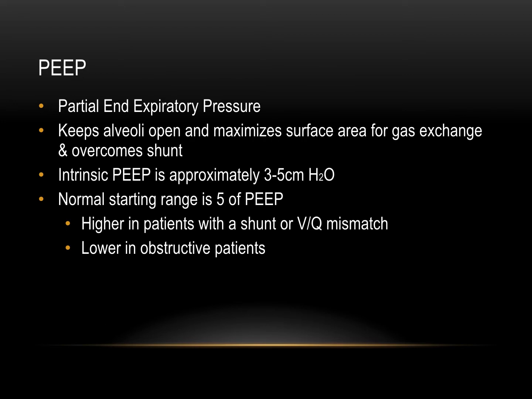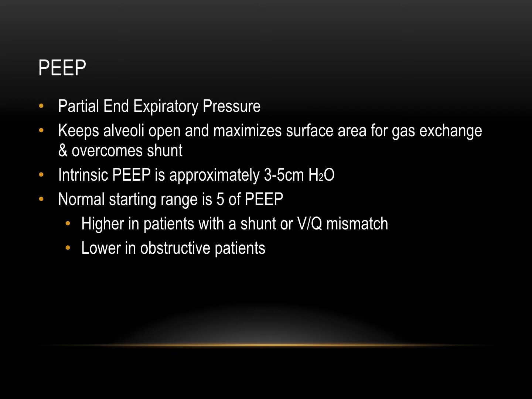So PEEP, positive end expiratory pressure. So what PEEP does is it helps keep our alveoli open to allow greater gas exchange that overcomes shunt, VQ mismatch, massive pulmonary embolism, whatever the case may be. Something is causing gas exchange to decrease, causing oxygen saturations to decrease. So what we're going to do is we're going to add PEEP to help stent open alveoli. Our intrinsic PEEP is somewhere around 3 to 5 centimeters of water. And we're going to normally start our ventilator patients off on around 5 of PEEP.